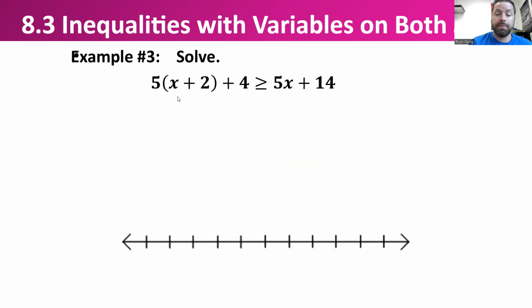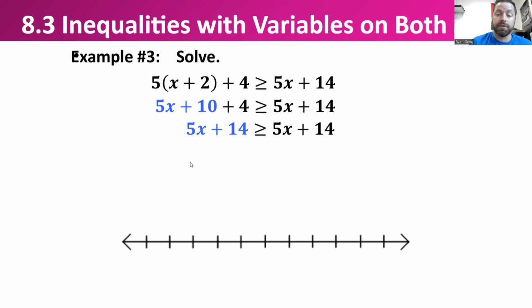Okay, example 3. Again, we're going to distribute: 5x plus 10 plus 4 is greater than or equal to 5x plus 14. So 5x plus 14 is greater than or equal to 5x plus 14. Subtract 5x and both x's cancel. I'm left with 14 is greater than or equal to 14.